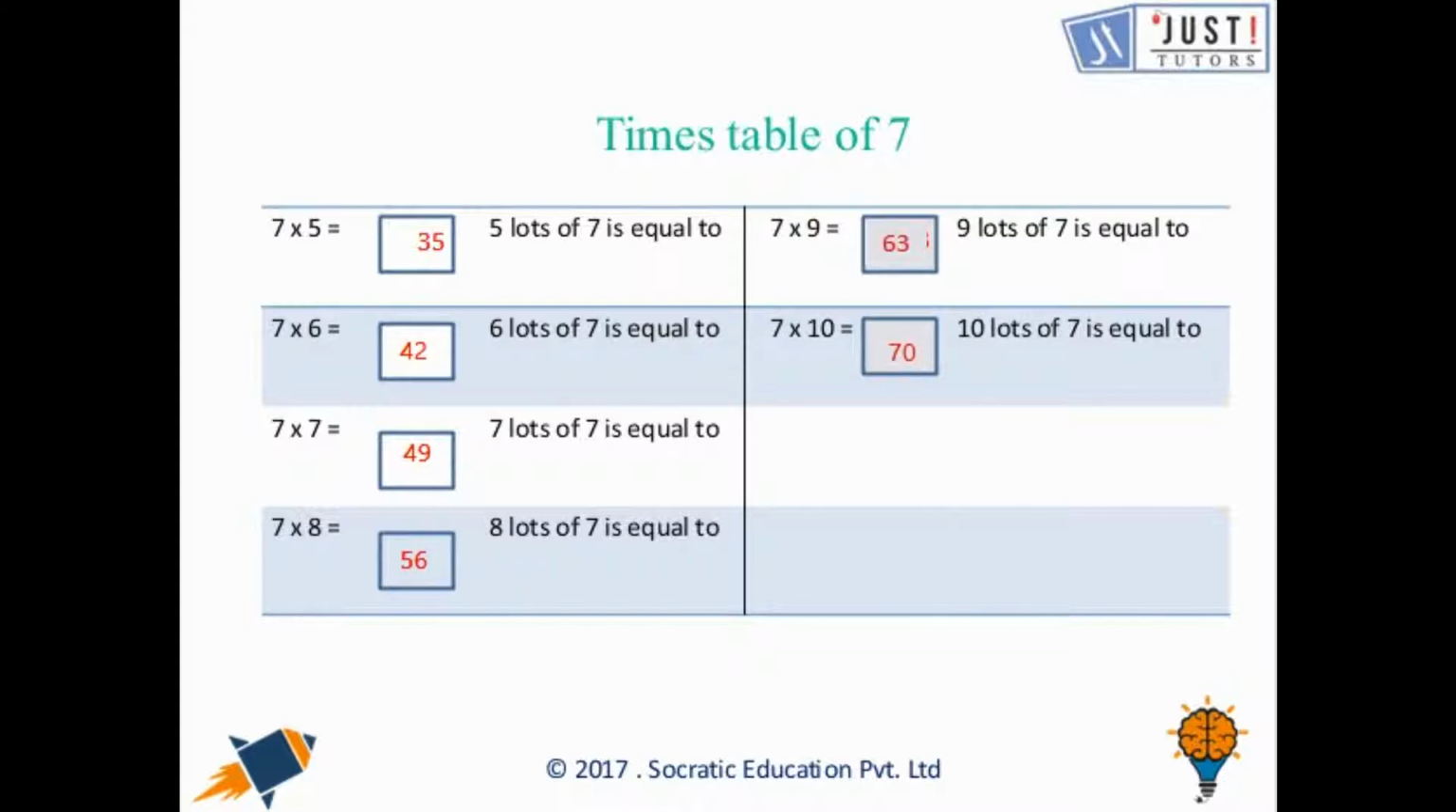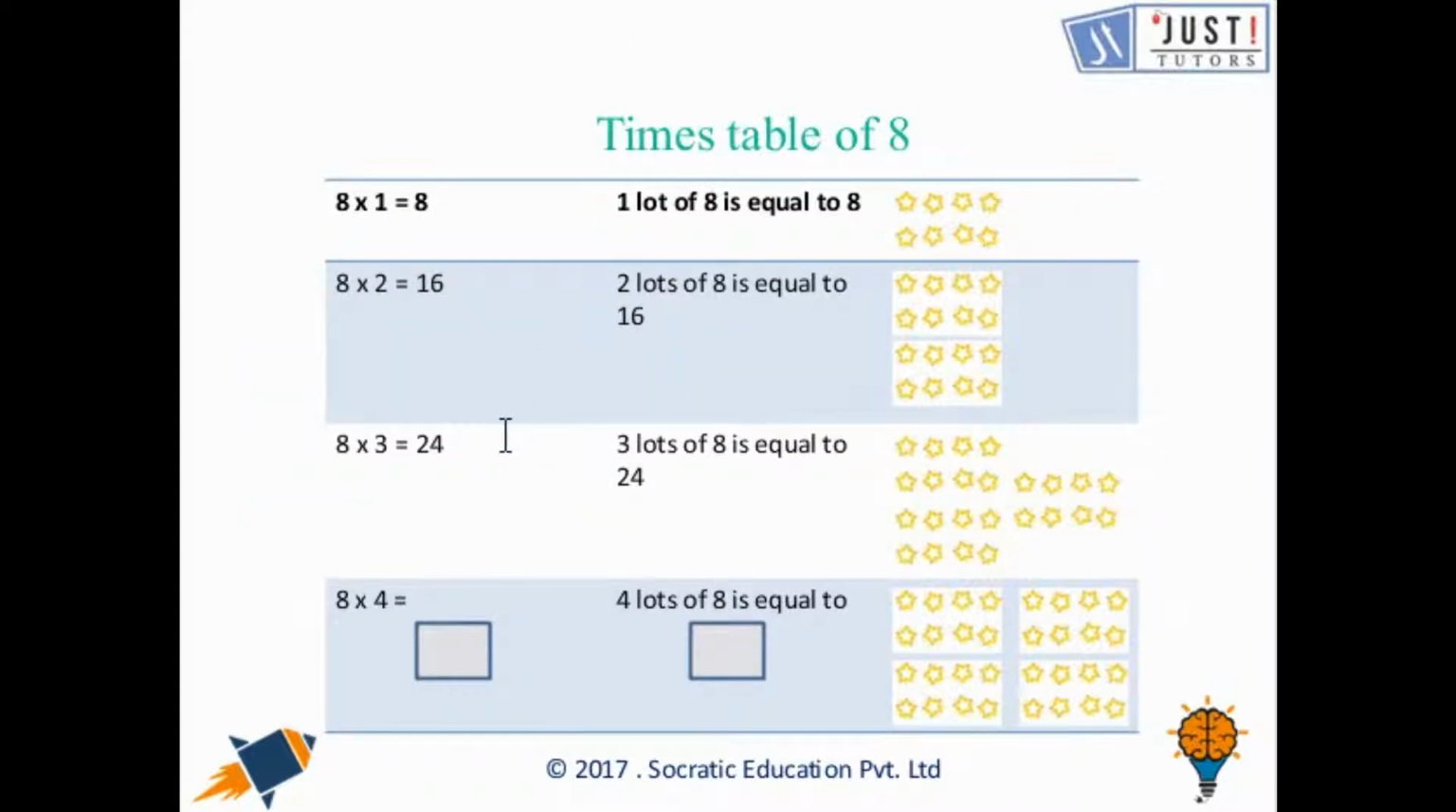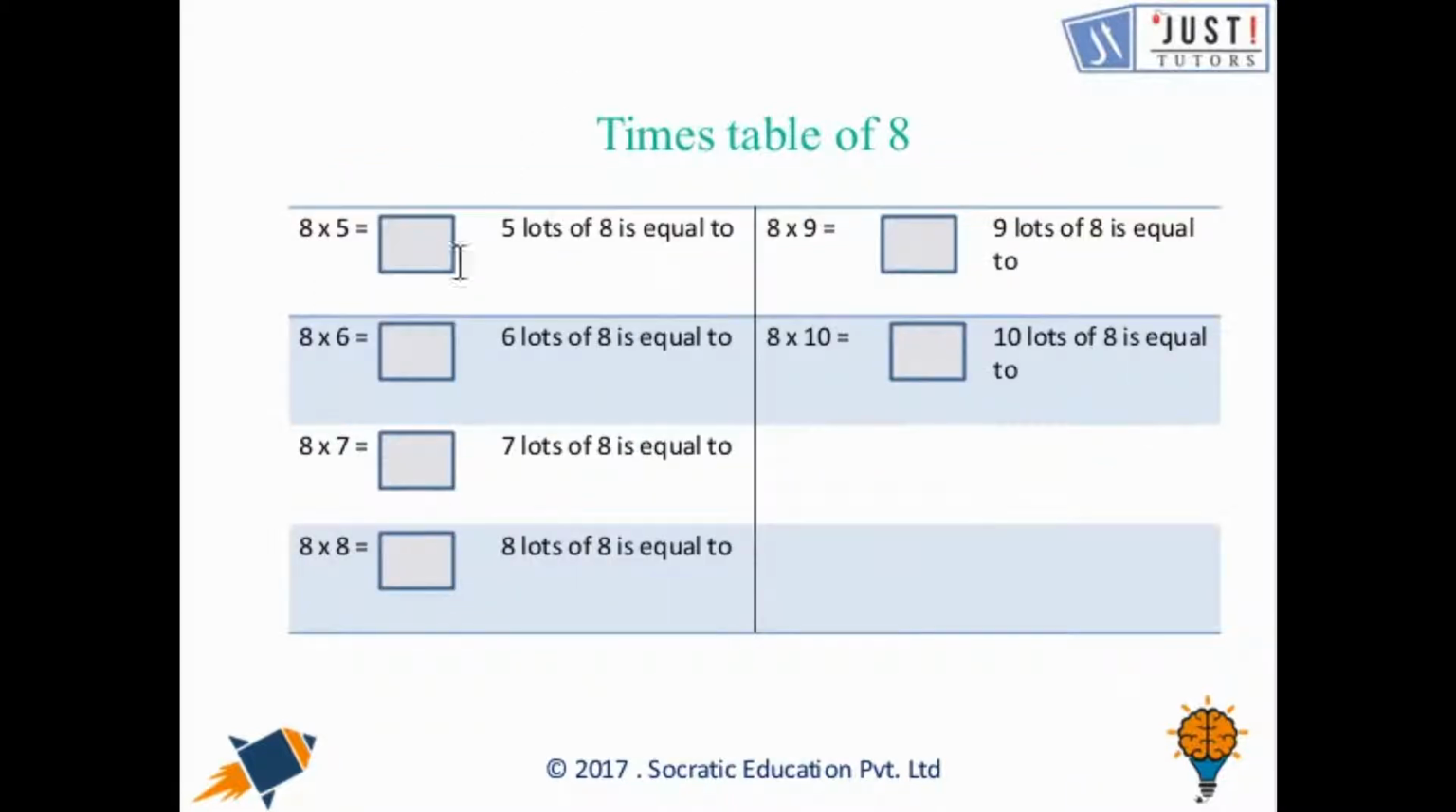Now talking about the 8 times table, 8 times 1 is 8, 8 times 2 is 16, 8 times 3 is 24, 8 times 4 is 32. That is the same as 4 lots of 8, which is equal to 32 as well. Now moving ahead, 8 times 5 is 40, 8 times 6 is 48, 8 times 7 is 56, 8 times 8 is 64, 8 times 9 is 72, and 8 times 10 is 80.